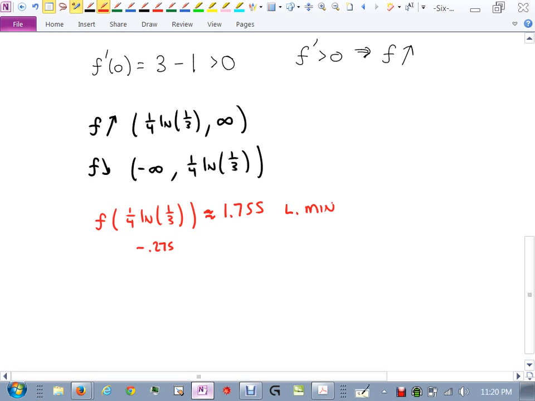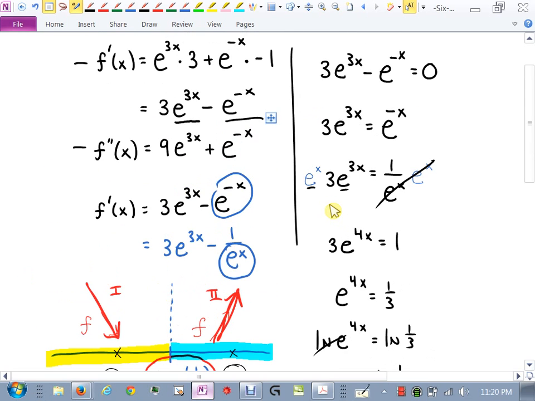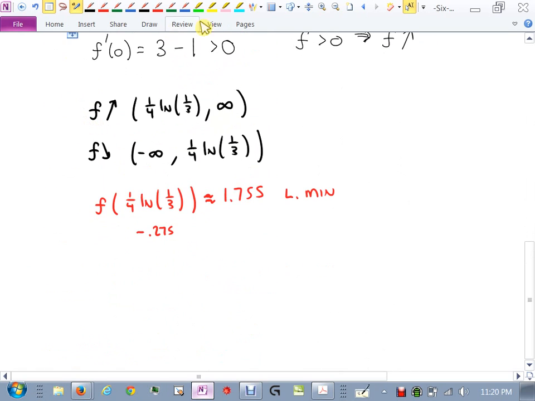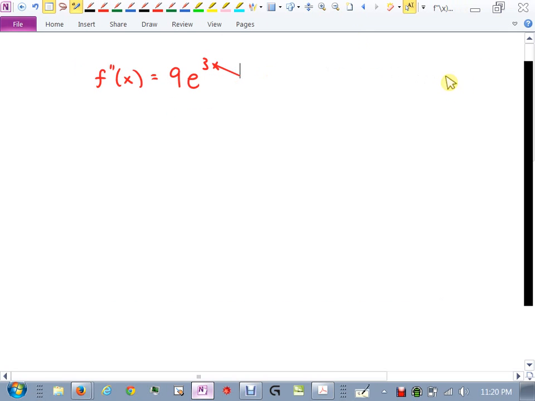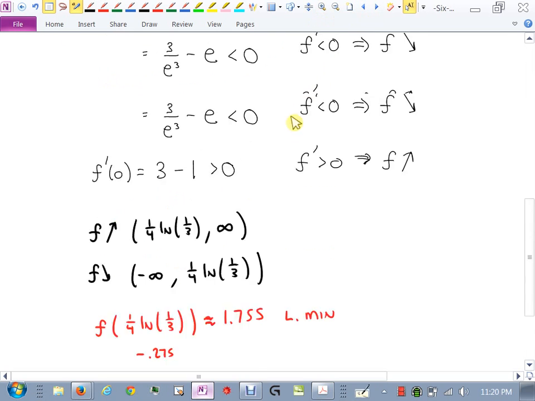Okay, the last thing to do is to figure out where it's concave up or concave down. So now we're going to work with that second derivative, which was right here. We're going to take a look at that. I'll go ahead and start a new page. So if our second derivative was 9e to the 3x plus e to the negative x, just making sure I wrote that down right.